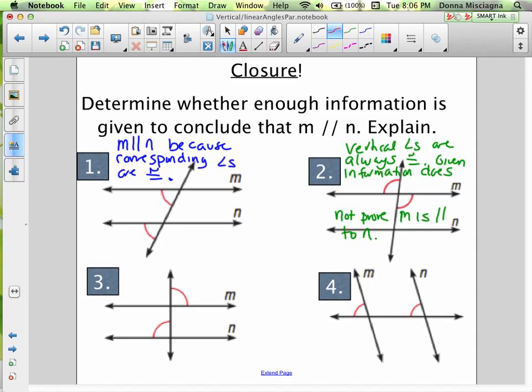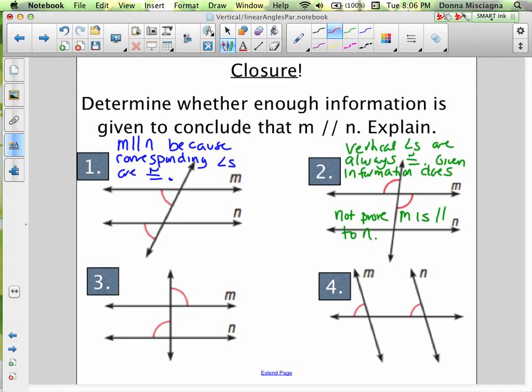Let's look at the next one, number 3 here. We have some angles that are congruent. There's nothing special about these angles. They're not alternate interior angles. They're not alternate exterior angles, right? They're not corresponding angles, right? They're just two angles there. So, would it make our lines parallel or not?